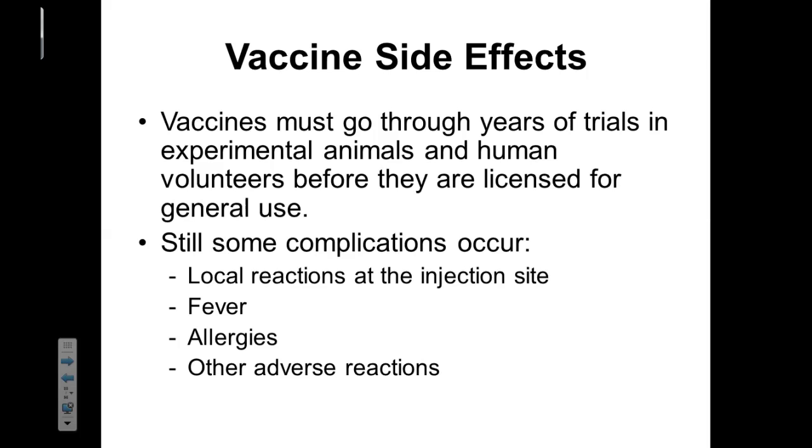Now, vaccines need to go through many years of clinical trials and experiments in both animals and human volunteers before they're given to the public for general use. Even though they go through this extensive process, there's still going to be some complications. Sometimes there'll be a local reaction to the injection site. Having a little bit of swelling and redness at the injection site is rather common. We also could potentially have a low-grade fever or a low-grade allergic reaction. Every now and again, there'll be more adverse reactions, but these are statistical anomalies.